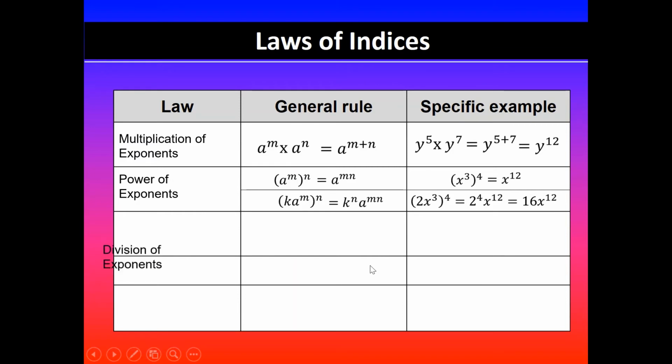Third one, division of exponents. If you are dividing two exponents, in general, a to the power of m divided by a to the power of n can be written as a to the power of m minus n. Keep in mind we are having the same base here, so if you're dividing, the powers are subtracted, and if you're multiplying, the powers are added.